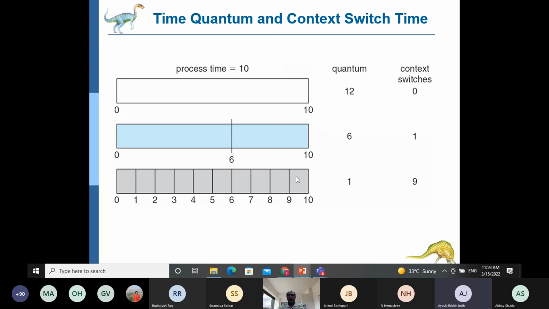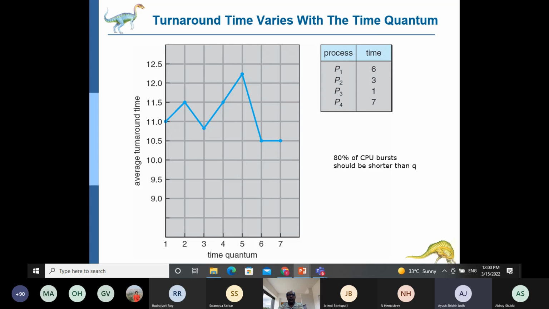If you give various time quantums, you can see this. Suppose the process burst time equals 10 units. If you keep various time quantums, you can see how the context switches relate to that. It's a very simple illustration, a simple intuition. The time quantum also affects the turnaround time, not only the response time. This plot shows how the turnaround time varies as the time quantum varies, and you can see that at a larger time quantum, the turnaround time stabilizes.